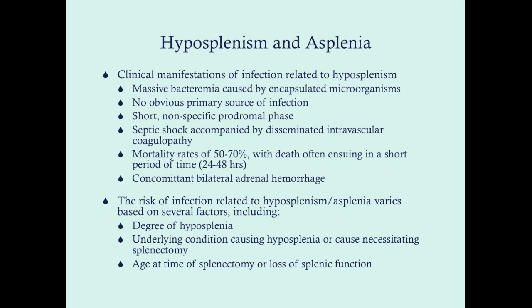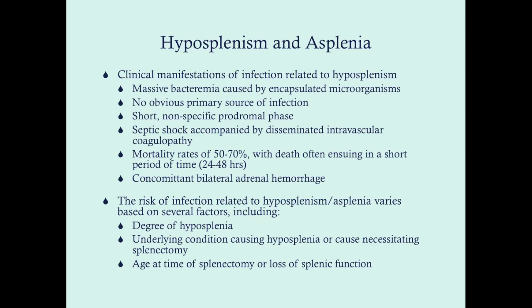They'll also be at risk for concomitant bilateral adrenal hemorrhage. The reason there is because Neisseria is one of the common causes. Not the most common cause, that goes to strep pneumo, but Neisseria is a very common cause of infection in asplenic or hyposplenic patients, and this bilateral adrenal hemorrhage is an apoplexy syndrome known as Waterhouse-Friderichsen syndrome, and it can be quite deadly.